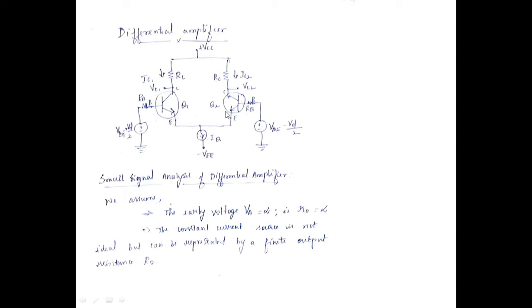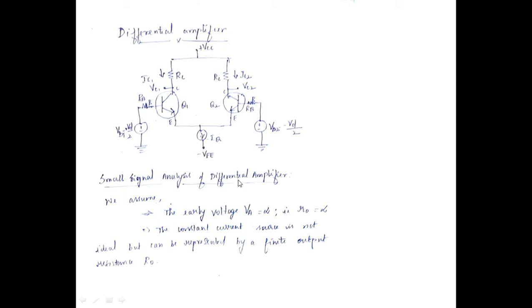If we come to the transistor Q2, the transistor between the base and emitter is replaced by its resistance R pi with the voltage V pi 2 across it in parallel, and from the collector to the emitter terminals, we are going to have a transconductance current source with the transconductance Gm into V pi 1.